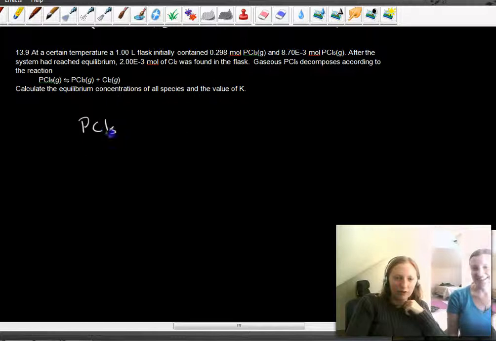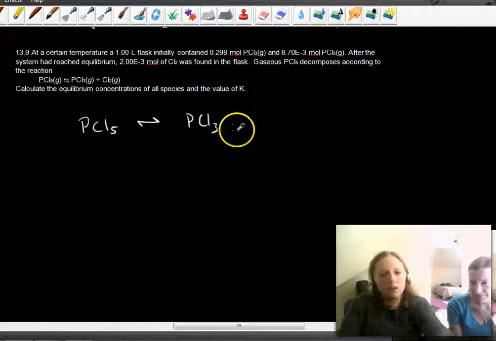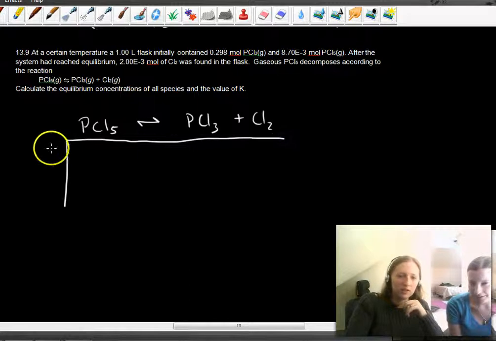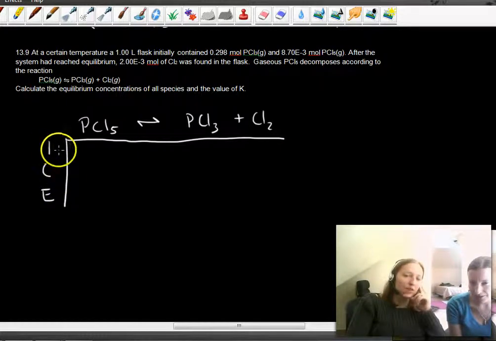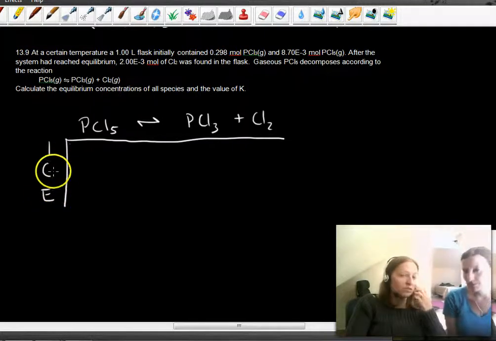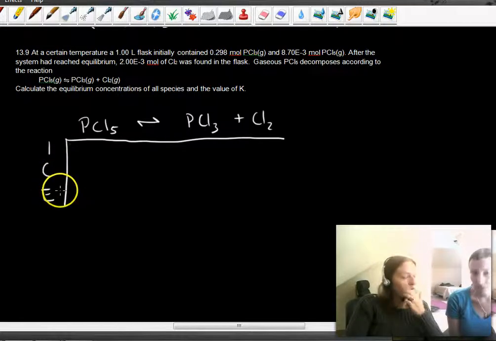Alright. Phosphorus pentachloride, phosphorus trichloride, and some chlorine. You draw a chart. You write ICE. Why do we write ICE? Because the I stands for the initial concentration, the E stands for the equilibrium concentration, and the C stands for the amount of change. So initial, change, equilibrium. You put in as many numbers as you know.